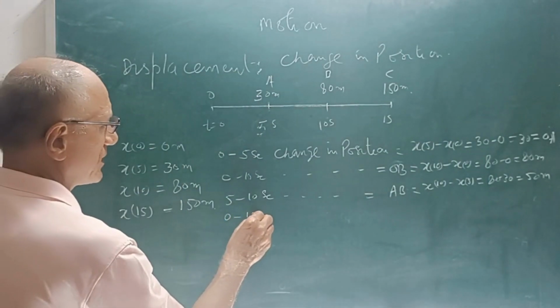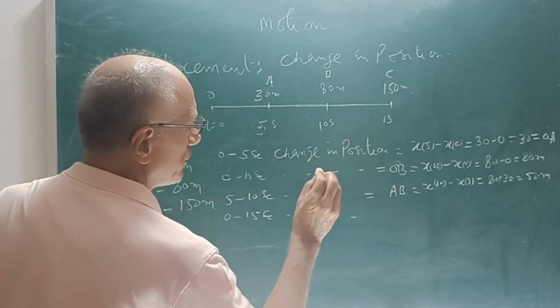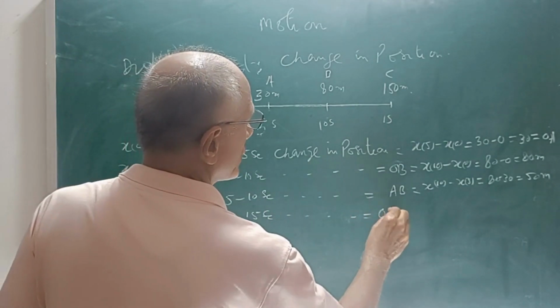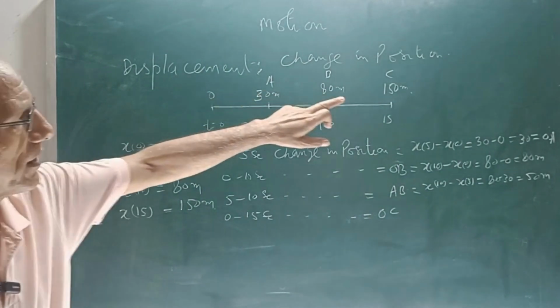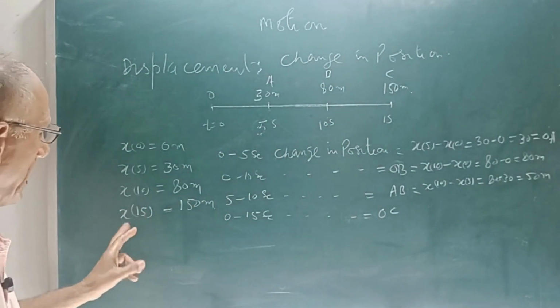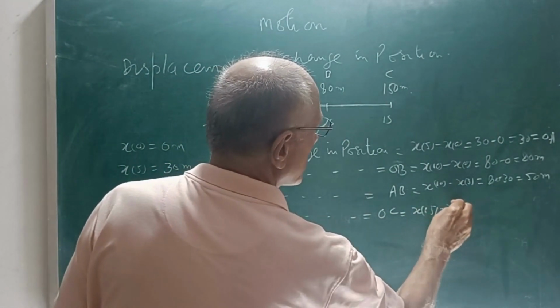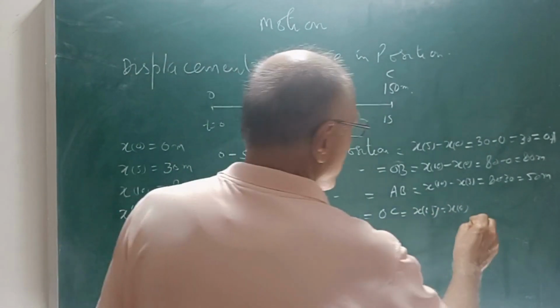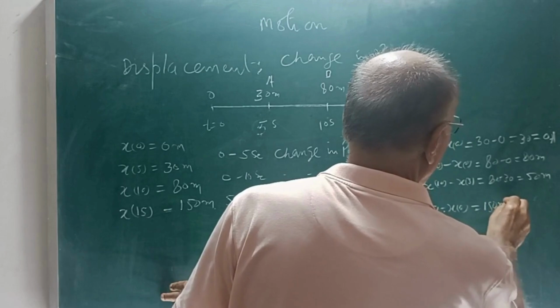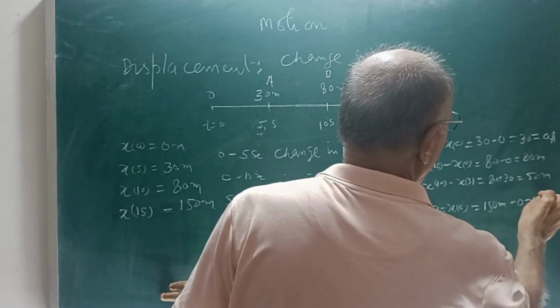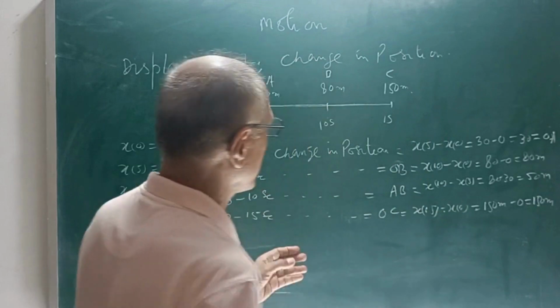And what is the change in position during 0 to 15 seconds? The change in position will be OC, the distance OC. It will be position at 15 seconds minus position at 0 seconds. That is 150 meter minus 0 meter, that is 150 meter, which is the distance OC.